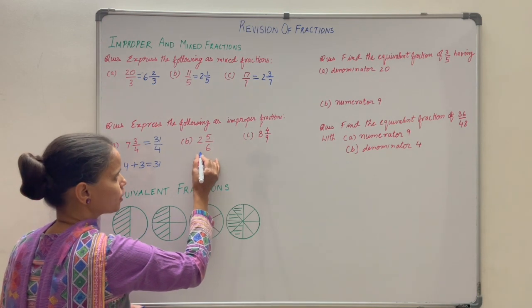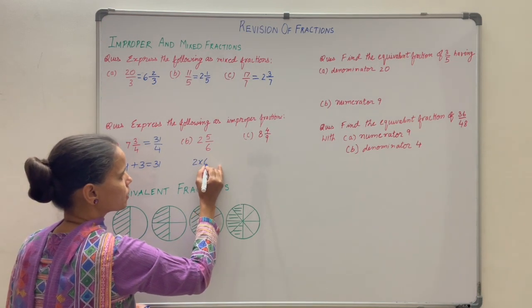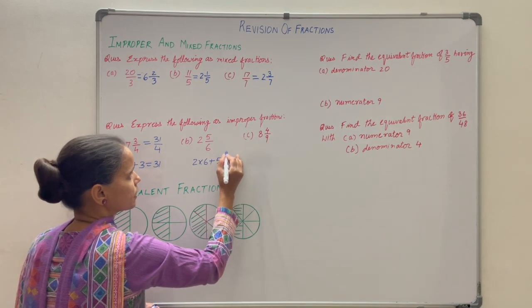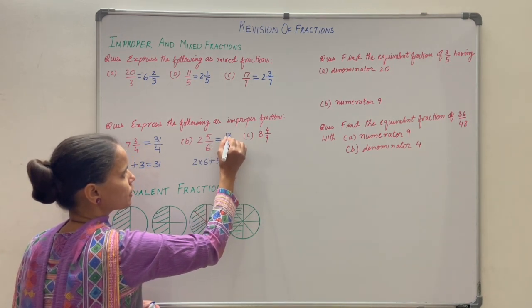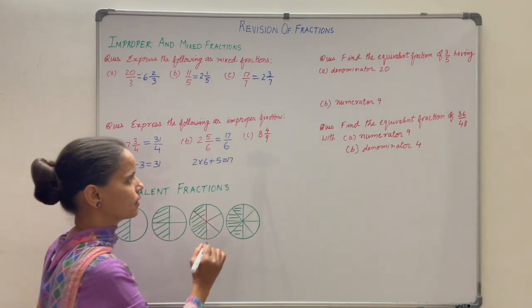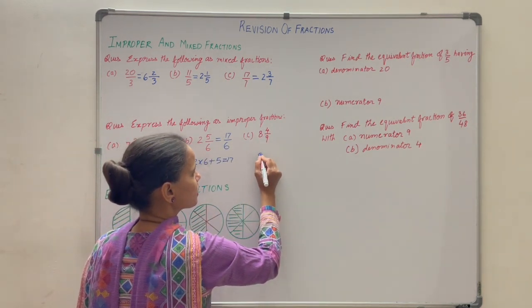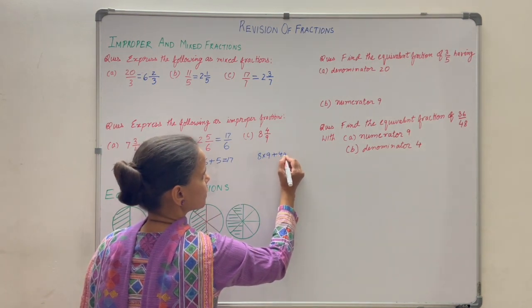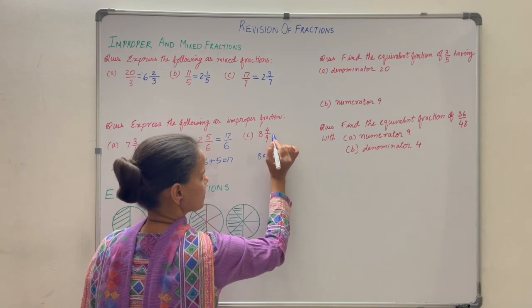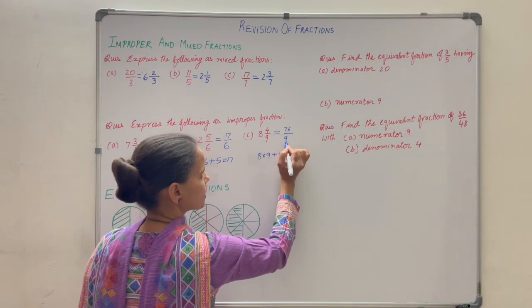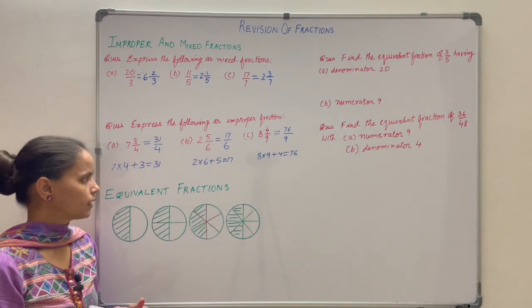Now let us calculate the numerator here. 2 into 6 is 12. 12 plus 5 is 17. So here the numerator is 17 and the denominator is the same, 6. Now here the numerator is 9 into 8 is 72. 72 plus 4 is 76. So 76 is the numerator and the denominator is 9.